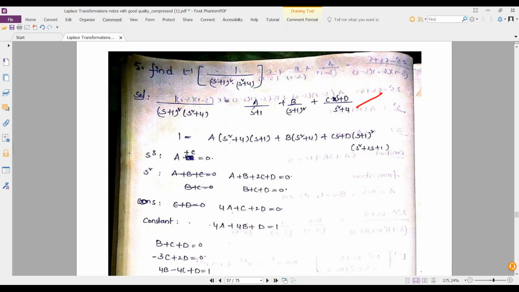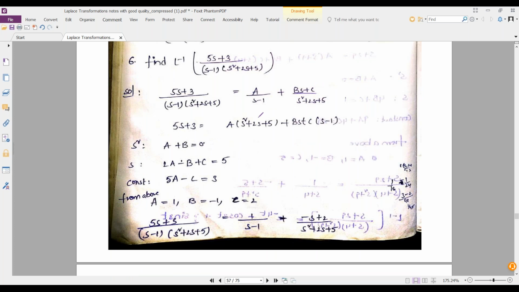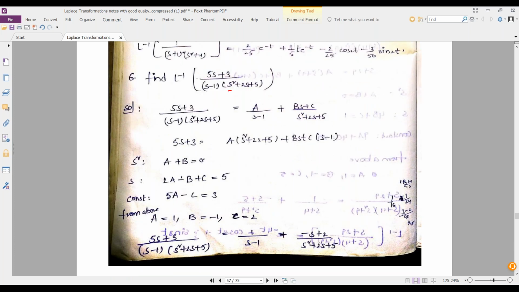5s plus 3 by (s minus 1) plus (s square plus 2s plus 5). This one I think we can write here (s square plus s plus 1) whole square plus 2 square. This one we can write like this. So in this we can try e power minus t. So let us check how it is.